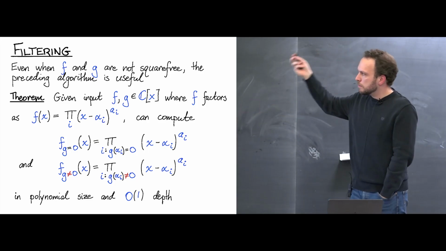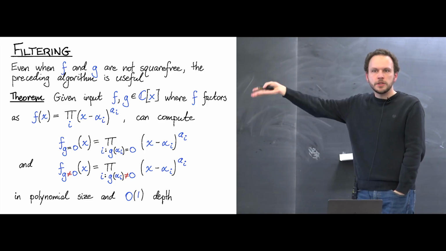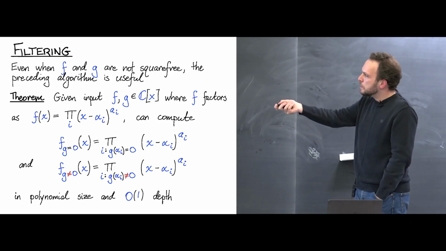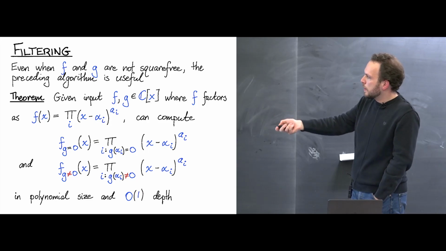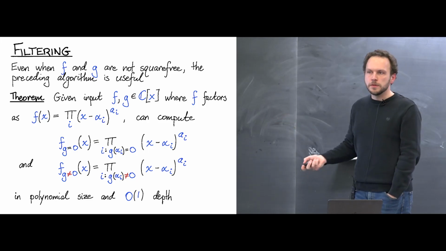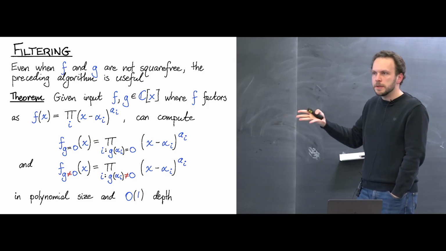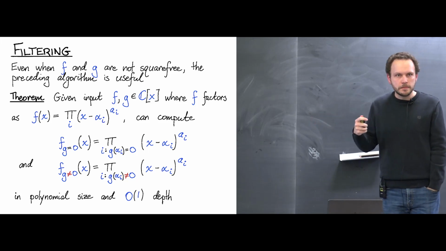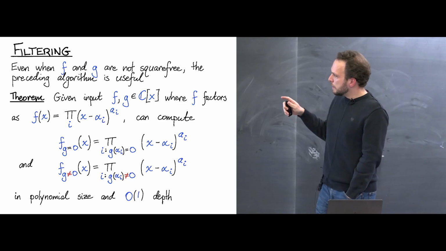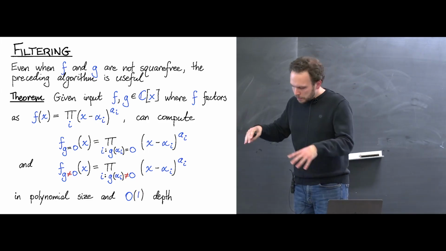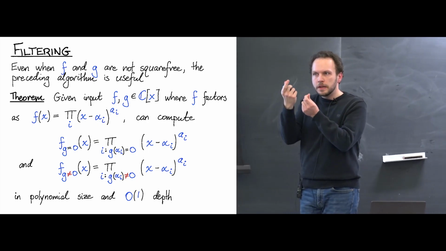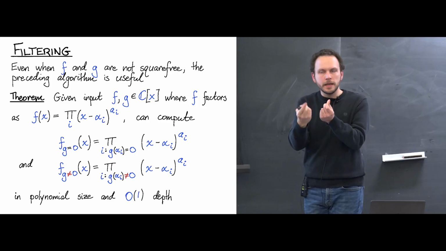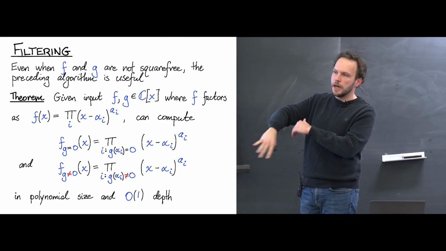Right? So if you just rerun this analysis, but now f and g can have multiplicities, what you really get is you can compute the coefficients of these two polynomials: f where you only take the factors that correspond to roots of g, and the factors of f that correspond to non-roots of g. You can compute both of these in polynomial size and in constant depth. One way to think of it is f is really like the multiset of its roots, g is another multiset of its roots, and this lets you take intersection and set difference on the multisets.